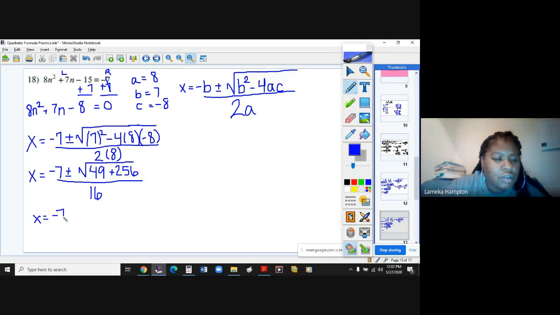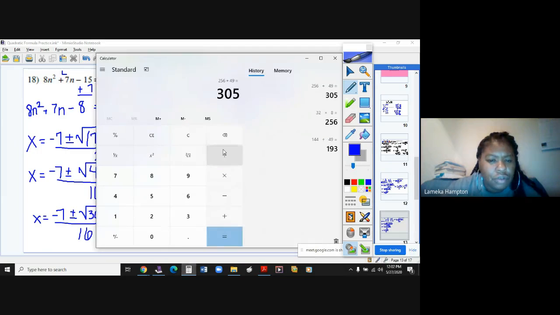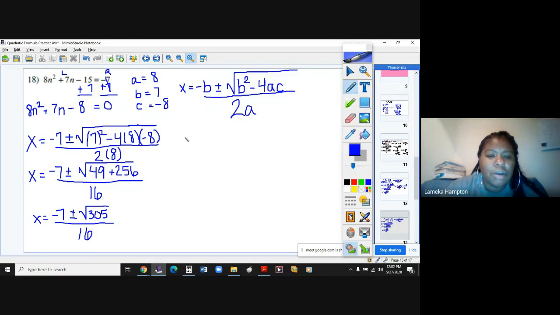So I have negative 7 plus or minus the square root of 305 over 16. Now, again, 305 is not a perfect square simply because there is not a number that I can multiply by itself and it'll give me 305. Like, this is not possible. And I'm going to prove that right now with my calculator. Find the square root. See, that's a decimal. So you don't want to deal with decimals. So my final answer would simply be this.